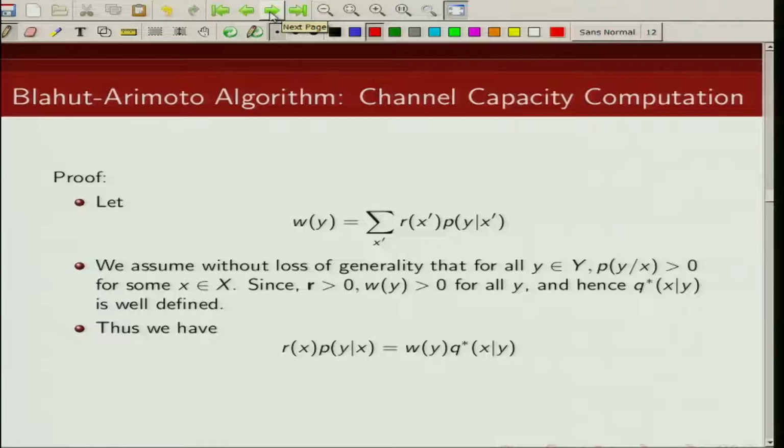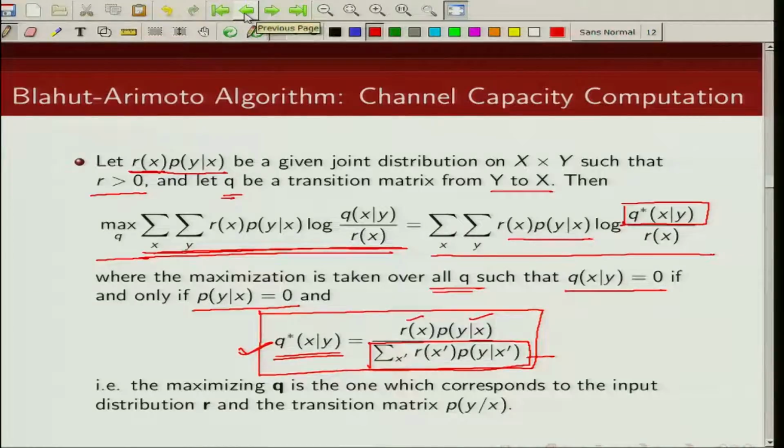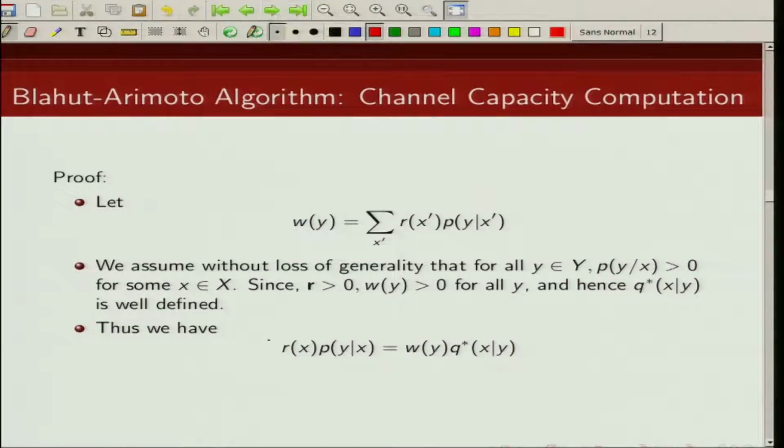Now from this is my wy, right? So I can write wy times q star of x given y to be equal to r of x p of y given x. So that is what I am writing here. All right.